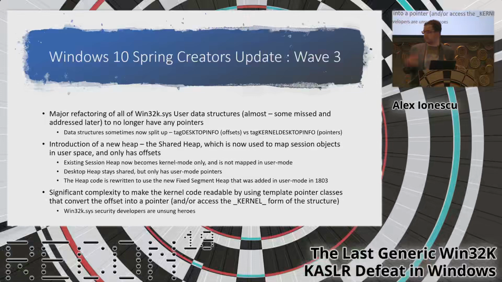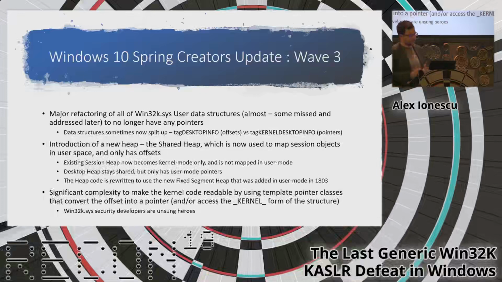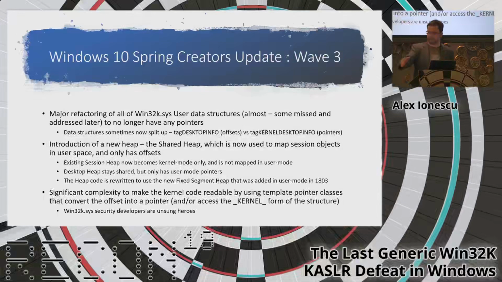They basically rewrote, or it looks like they rewrote, most of the data structures to no longer have pointers, but actually have offsets instead. Entire data structures got split up. Tag desktop info, for example, has offsets, and now there's a separate structure called tag kernel desktop info, and that one might still have pointers. But anything that still has pointers in it is no longer allocated in the session heap or the desktop heap. There's now a third heap that gets created called the shared heap.